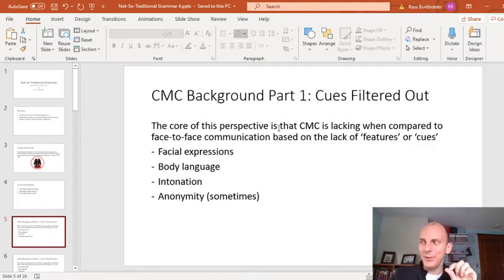Okay, a few notes about this. One caveat before I talk about these types of theories more is that these theories were particularly prevalent in, let's say, the early 90s-ish. A little bit before, maybe even. And so what they're talking about in particular is text-based computer-mediated communication. It's not all of computer-mediated communication, right?